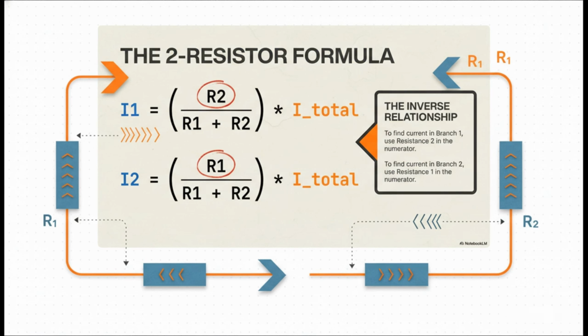Now, you've got to look closely at this because it's a little counterintuitive. To find the current in the first branch, I1, you actually use the resistance of the other branch, R2, on top of the fraction. And to find I2, use R1. This is that inverse relationship we're talking about. And it makes sense if you think about it. Current is kind of lazy. It always wants to take the easiest path. So the bigger the resistance in the other path, the more current gets pushed down the path we're measuring.